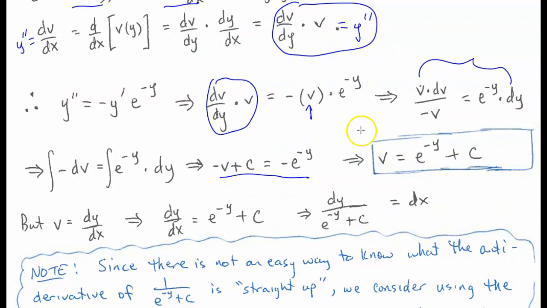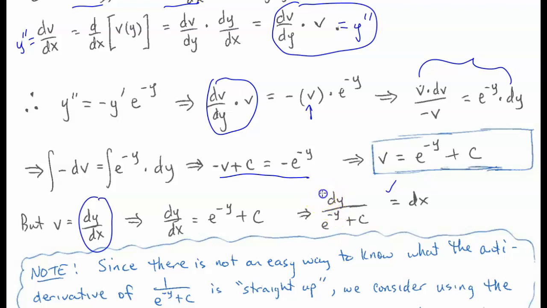So here we explicitly solve for v so that we can recognize that v is the same thing as y prime, or dy over dx. So we replace v with that. And then, of course, once we algebraically manipulate this equation around, we see that it's separable.